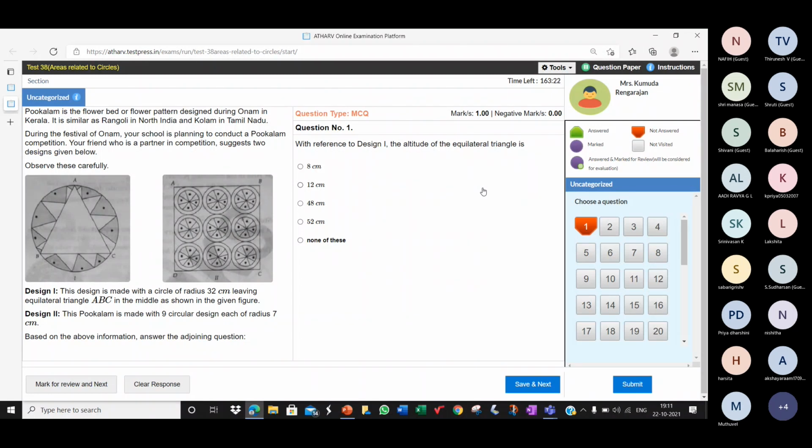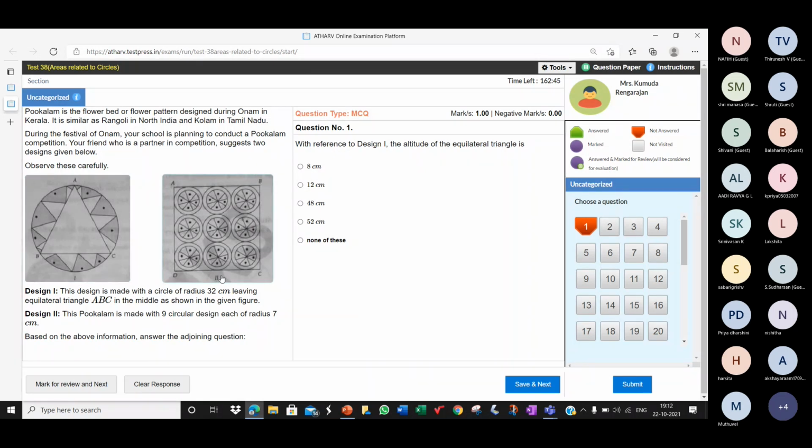During the festival of Onam, your school is planning to conduct a Pookalam competition. Your friend, who is your partner in the competition, suggests two designs given below. Observe these carefully. These are the two designs your friend has in mind. Design one, you can see it here, and design two.